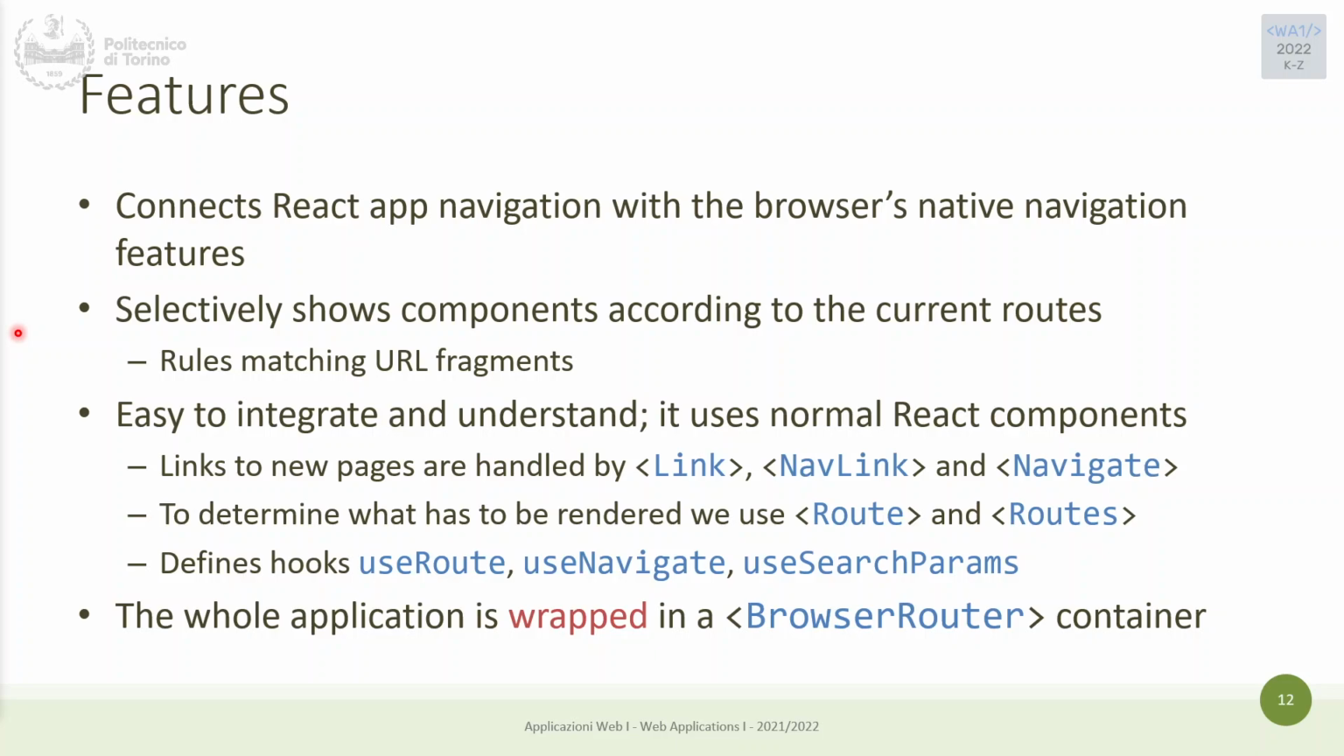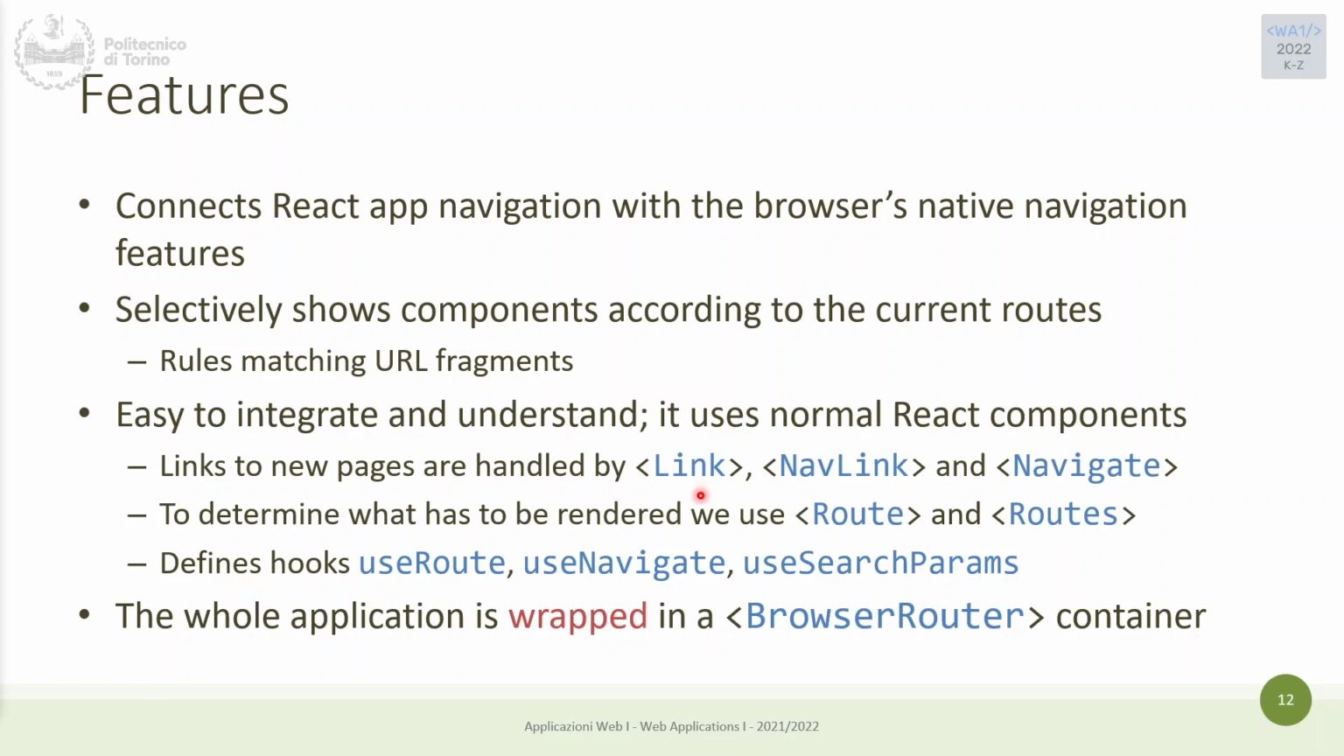And we will see now some rules for matching the URL fragments that are quite easy indeed. It's a library easy to integrate and understand. It's not something very complex. From one side, just because it uses normal React components. I'm not sure about version 6, but since version 5, the slogan of the library was "It's just React," to highlight the fact that it's a library very integrated with the framework. And the components have names pretty easy to understand.